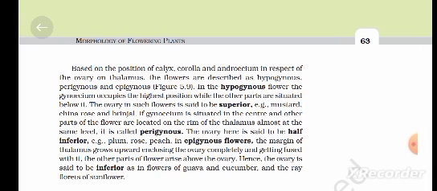Examples are plum, rose, peach. In an epigynous flower, the margin of the thalamus grows upward, enclosing the ovary completely and getting fused with it. The other parts of the flower arise above the ovary. Hence, the ovary is said to be inferior, as in flowers of guava, cucumber, and the ray florets of sunflower.